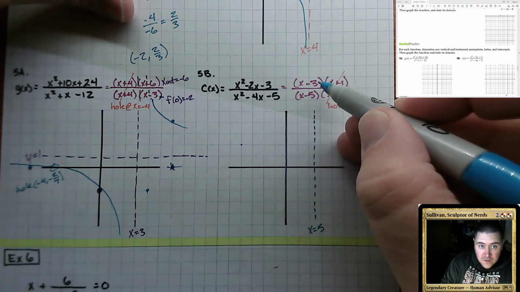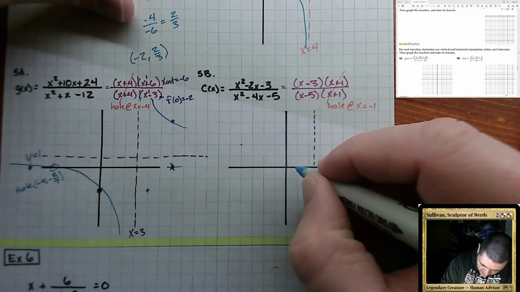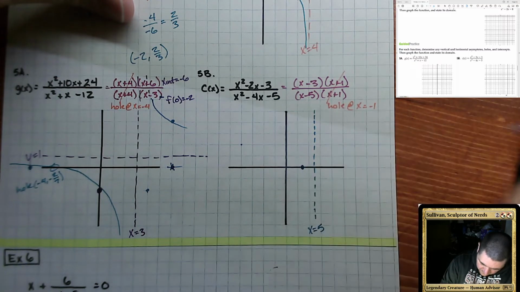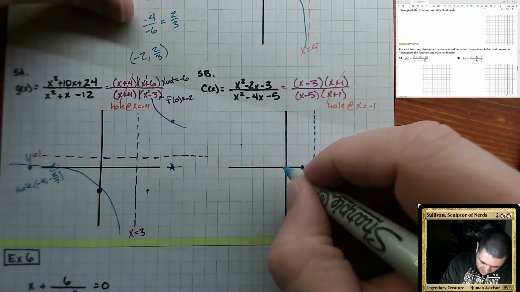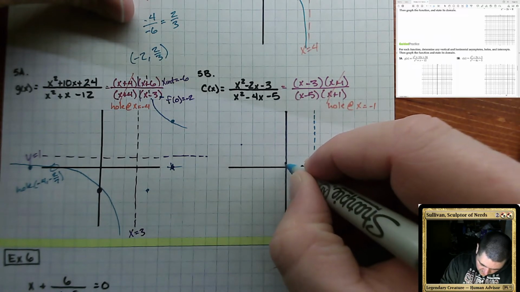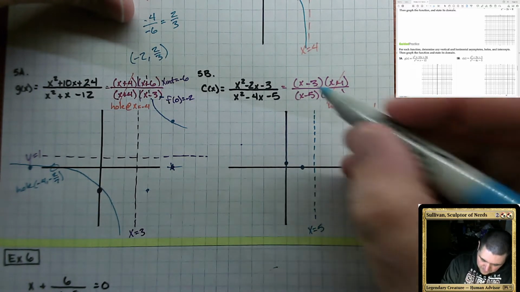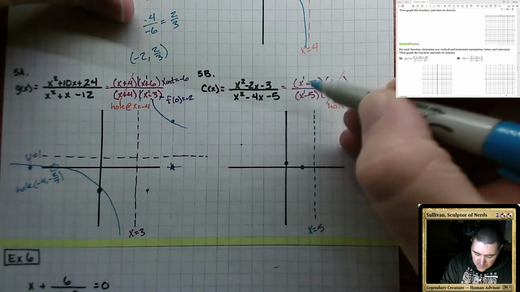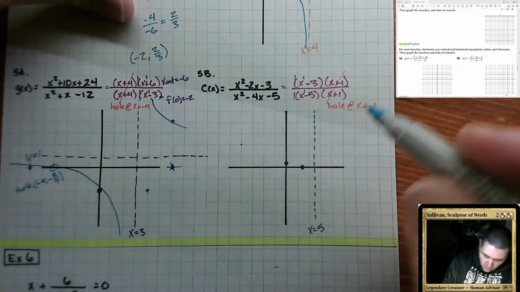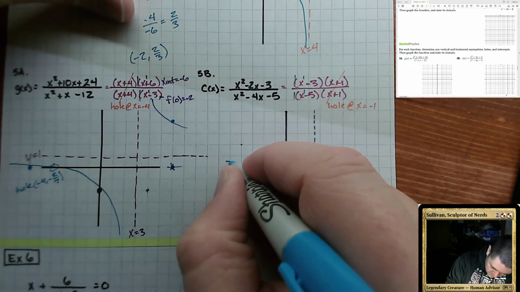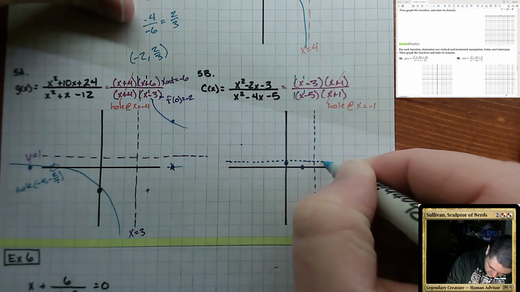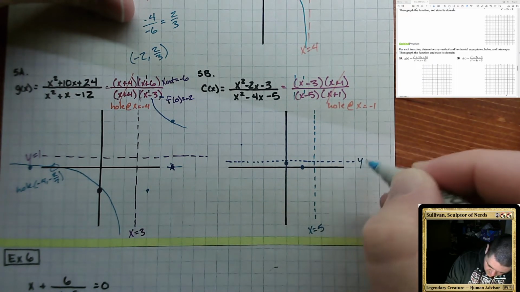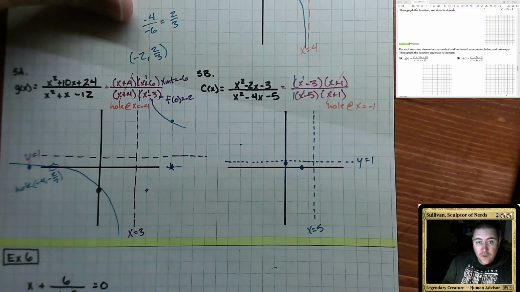We're going to have an X-intercept at 3/2. I'm going to plug in 0 for X, get positive 3/5. So about there. And degrees are the same. Leading coefficients 1 over 1. Got a horizontal asymptote.